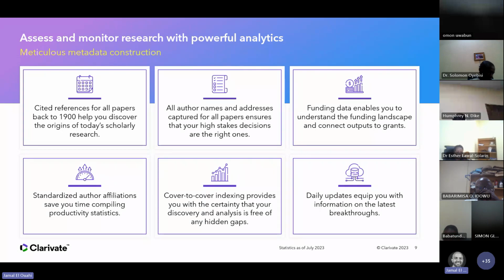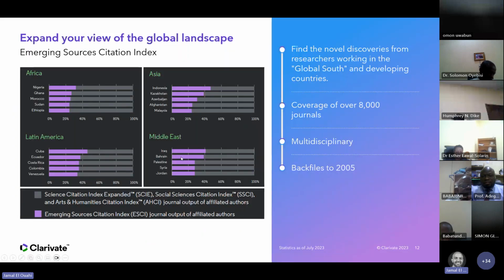Also, something that we look at in terms of content, if you look at the Emerging Sources Citation Index, there is a lot of regional content that might be very relevant. These are journals that are indexed in what we call the Emerging Sources Citation Index, right? And if we look at Africa, Nigeria, we have about 30 plus percent of content available in that database, right? So when we focus on the so-called global south, or emerging countries, here I show Africa, Asia, Latin America, Middle East. We cover over 8,000 journals in this specific citation index.